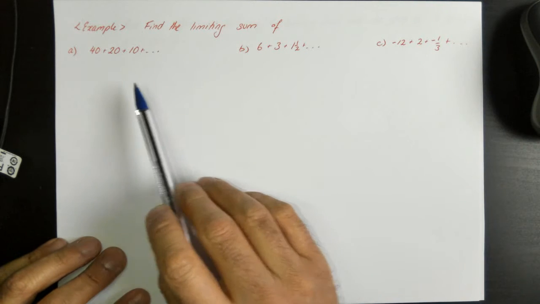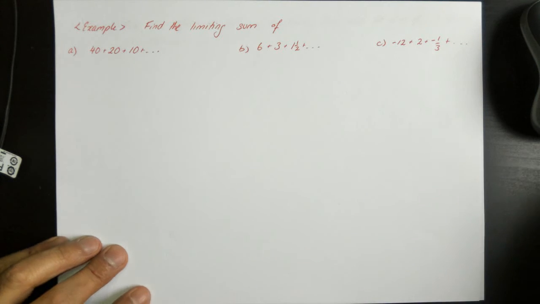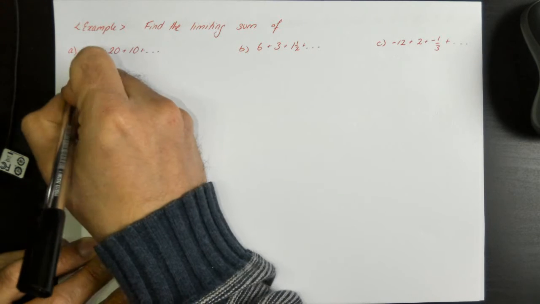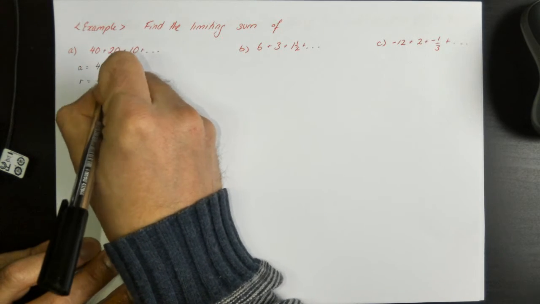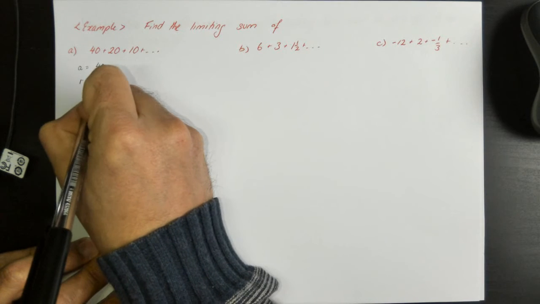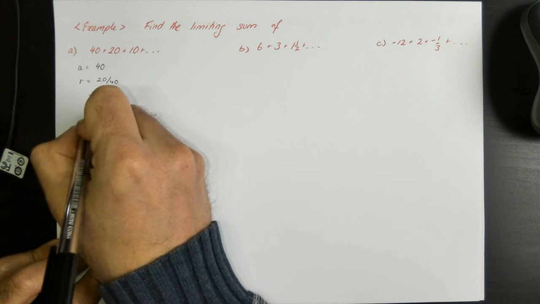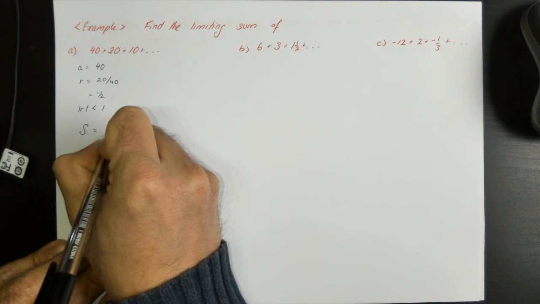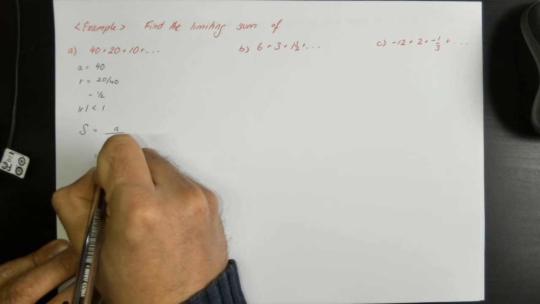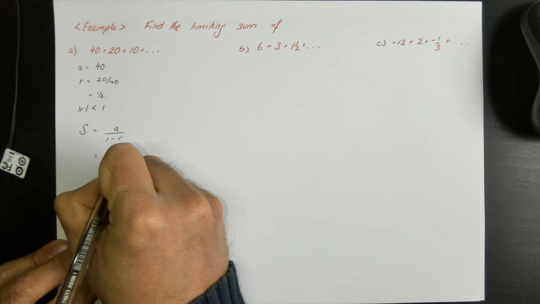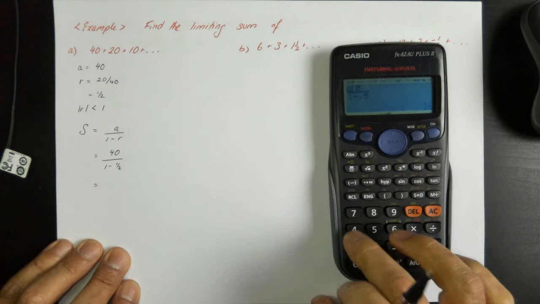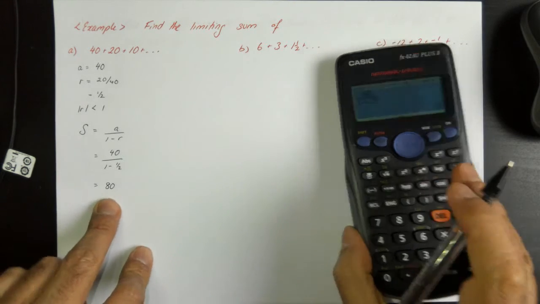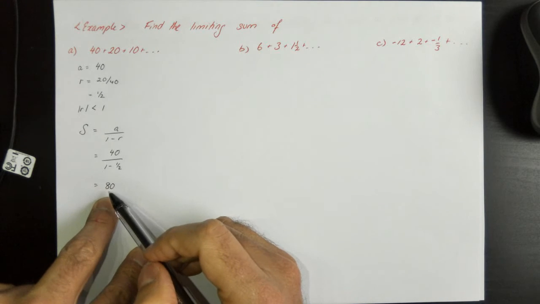So we want to find the limiting sum of these following geometric series. I need to know what my A is. In this case, it's going to be 40. I need to know what my common ratio is, which I find by taking the term and dividing it by the previous term. So that's going to be a half. Okay. I notice that the absolute R is less than 1, so I can use this formula. So I've got 40 over 1 minus a half, which gives me a limiting sum of 80. As we keep adding the numbers, it's getting closer and closer to the sum of 80.